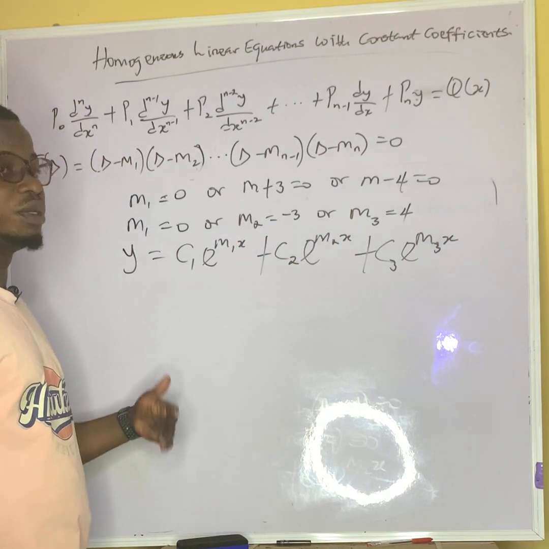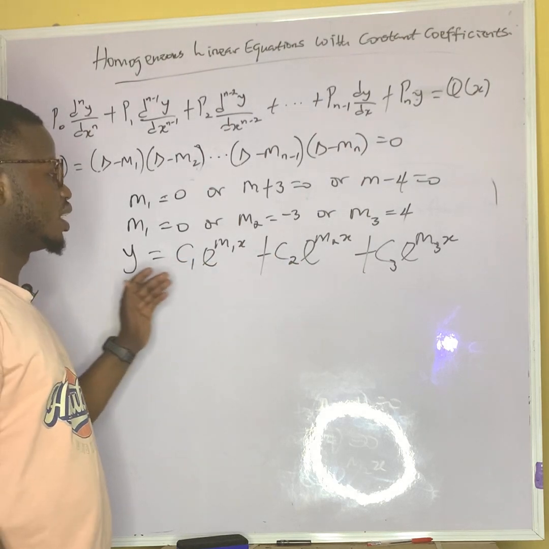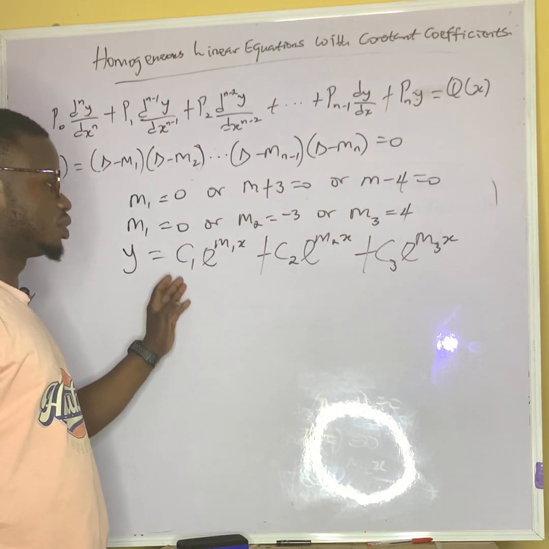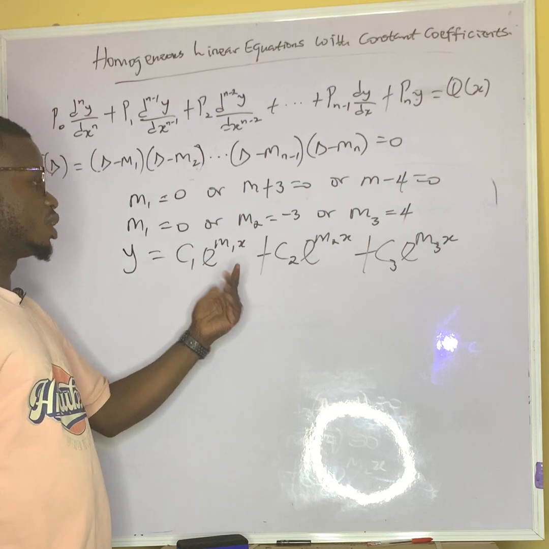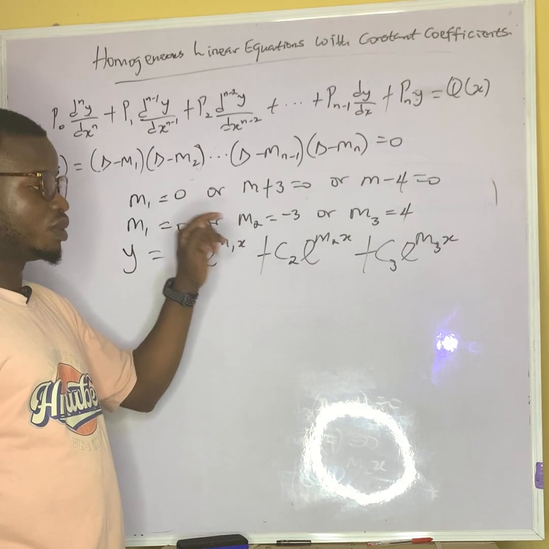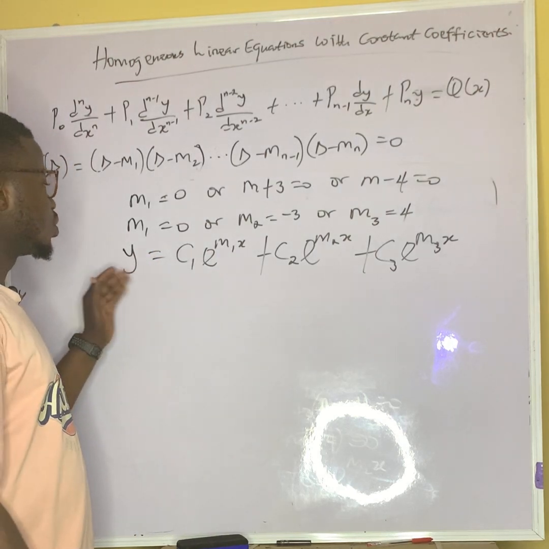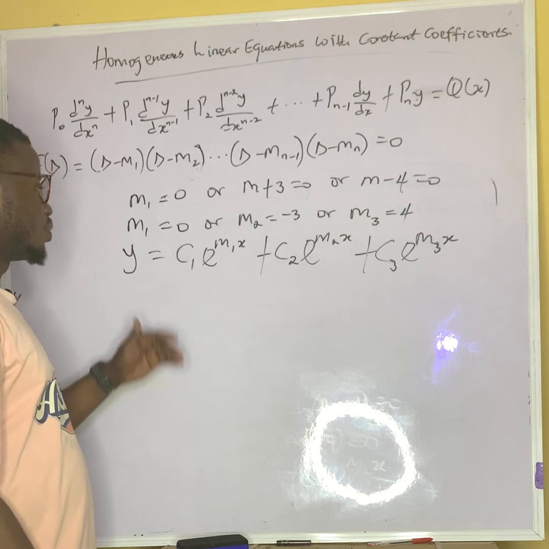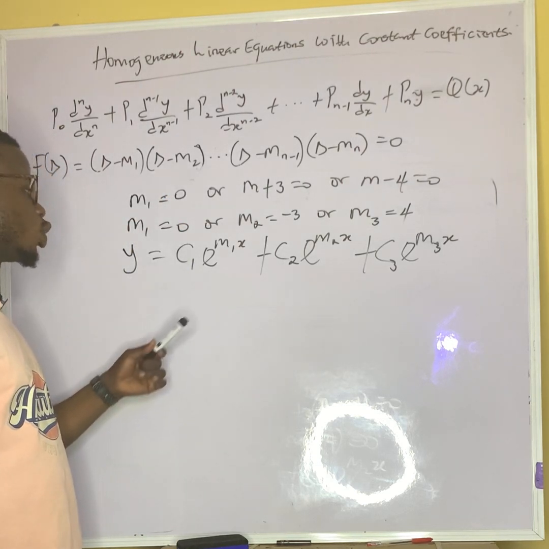Then we have the case of repeated roots. The primitive is actually different from this. Then we have partly repeated roots. The primitive of that one is also different from this. Then we have the one of complex roots. The primitive of the one of complex roots is also different from this particular one. So in our next videos, we'll be solving examples on repeated roots, partly repeated roots, and complex roots.